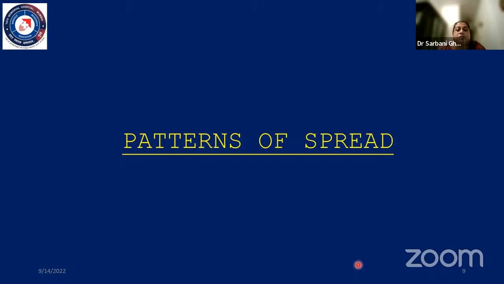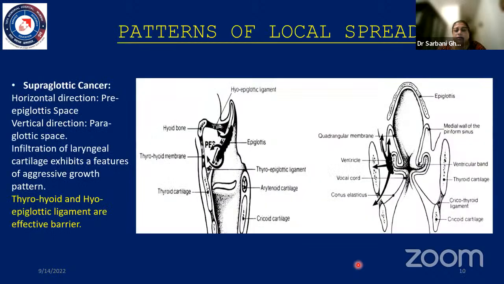Now coming to the patterns of spread. I spoke about the structures that you see in the larynx. For supraglottic laryngeal cancers, in the horizontal direction, it will obviously involve the pre-epiglottic space. In the vertical direction, it would involve the paraglottic space, and infiltration of the laryngeal cartilage exhibits features of aggressive growth pattern. The thyrohyoid and hyoepiglottic ligaments are essentially effective barriers, and they would not allow the spread of the disease beyond the supraglottis.